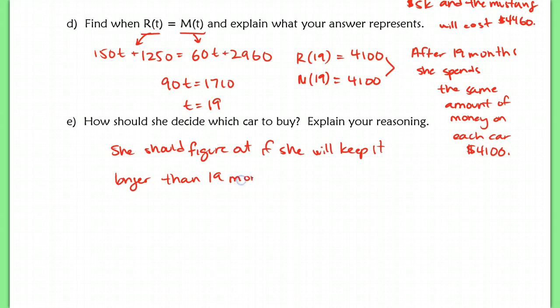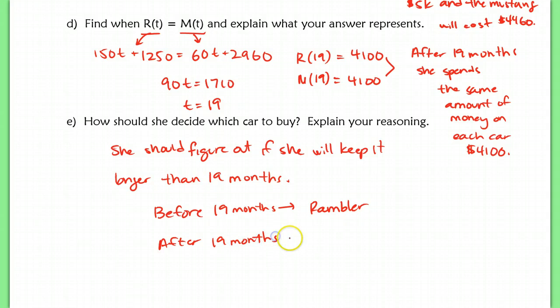So if she plans on selling this within 19 months, it would be smarter for her to go with the Rambler. And if she plans on keeping it after 19 months, she should go with the Mustang. So before 19 months, the Rambler is the cheaper vehicle. But after 19 months, the Mustang is the better buy.